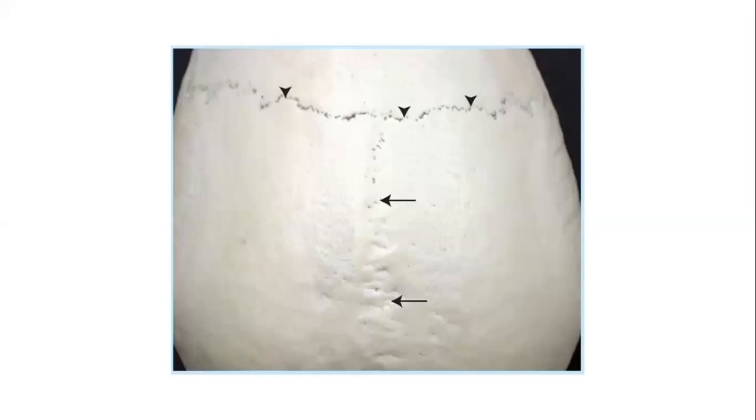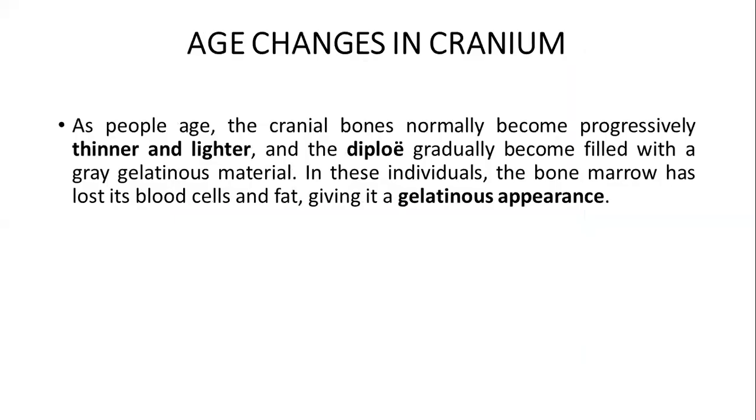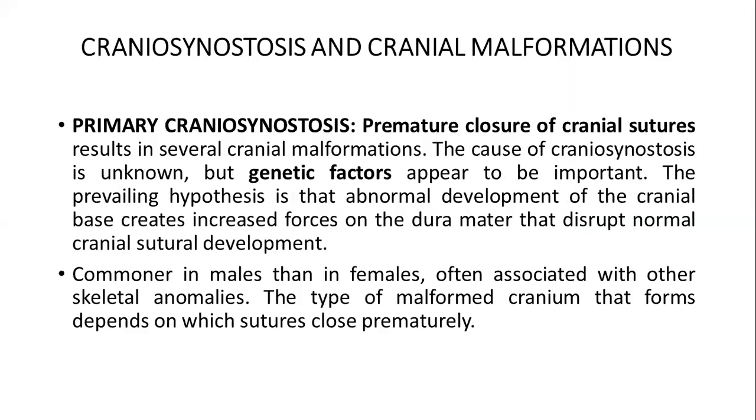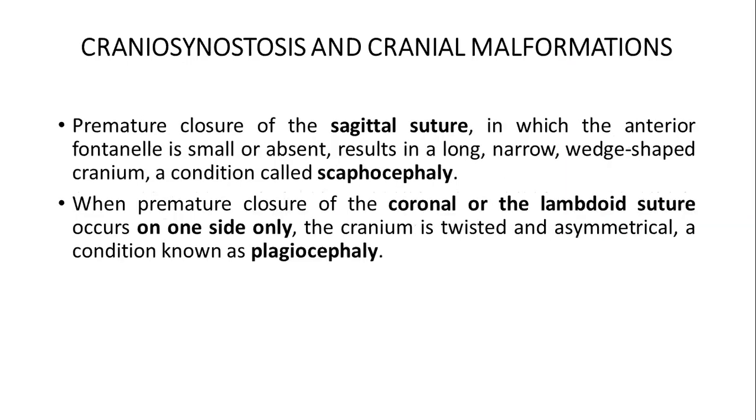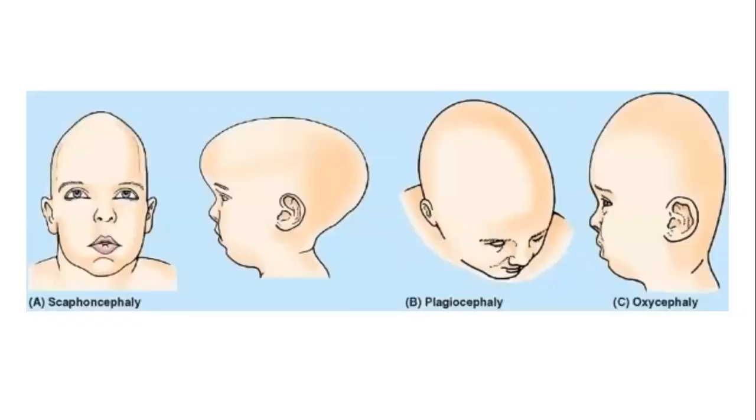You could see the sutures. So this is the point: primary craniosynostosis. Craniosynostosis and cranial malformation. Genetic factors are involved, with no determined cause for why it occurs. It is more common in males though. If the sagittal suture is prematurely closed, it will result in scaphocephaly. And if the coronal or lambdoid suture on one side is closed, it is plagiocephaly. You could see this.